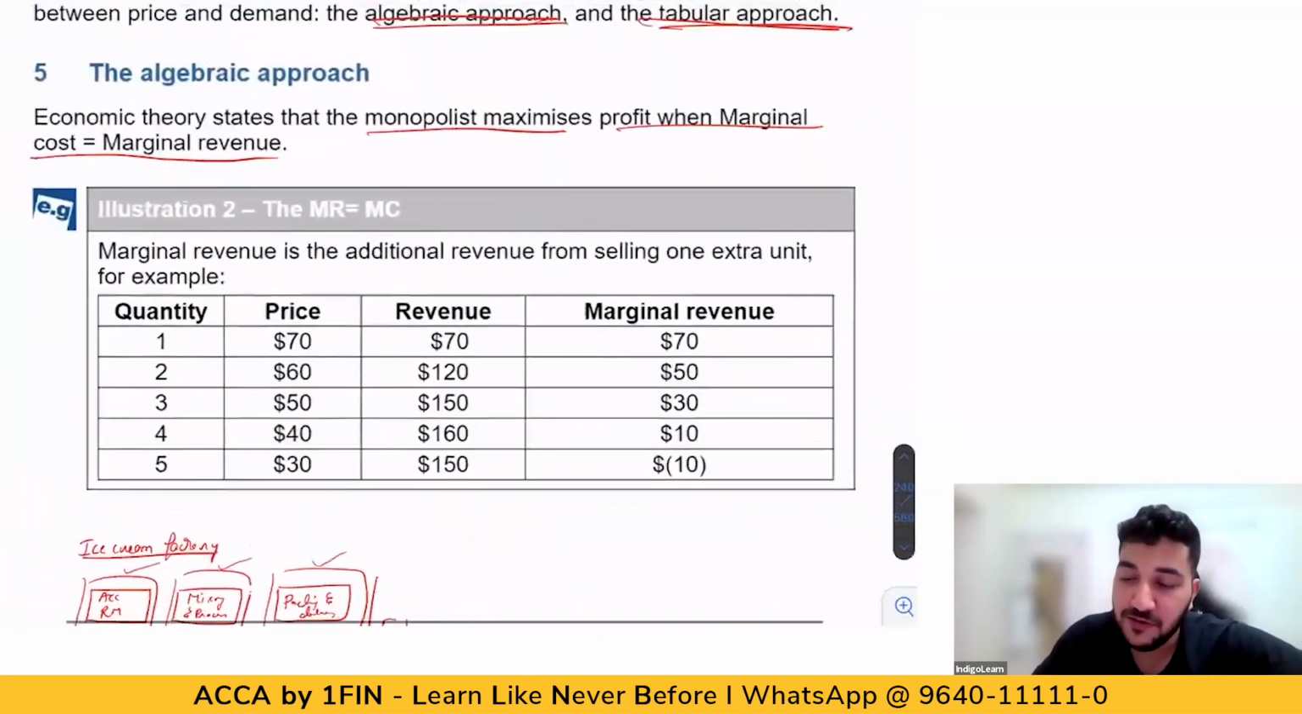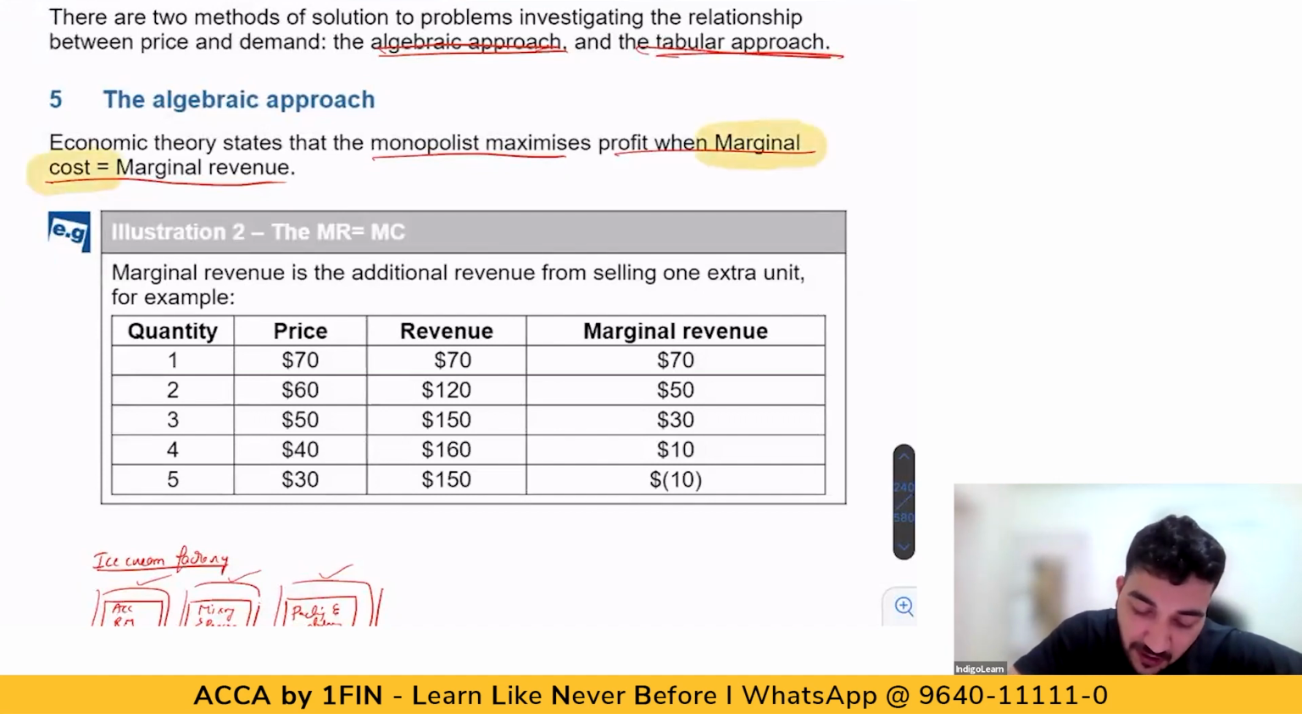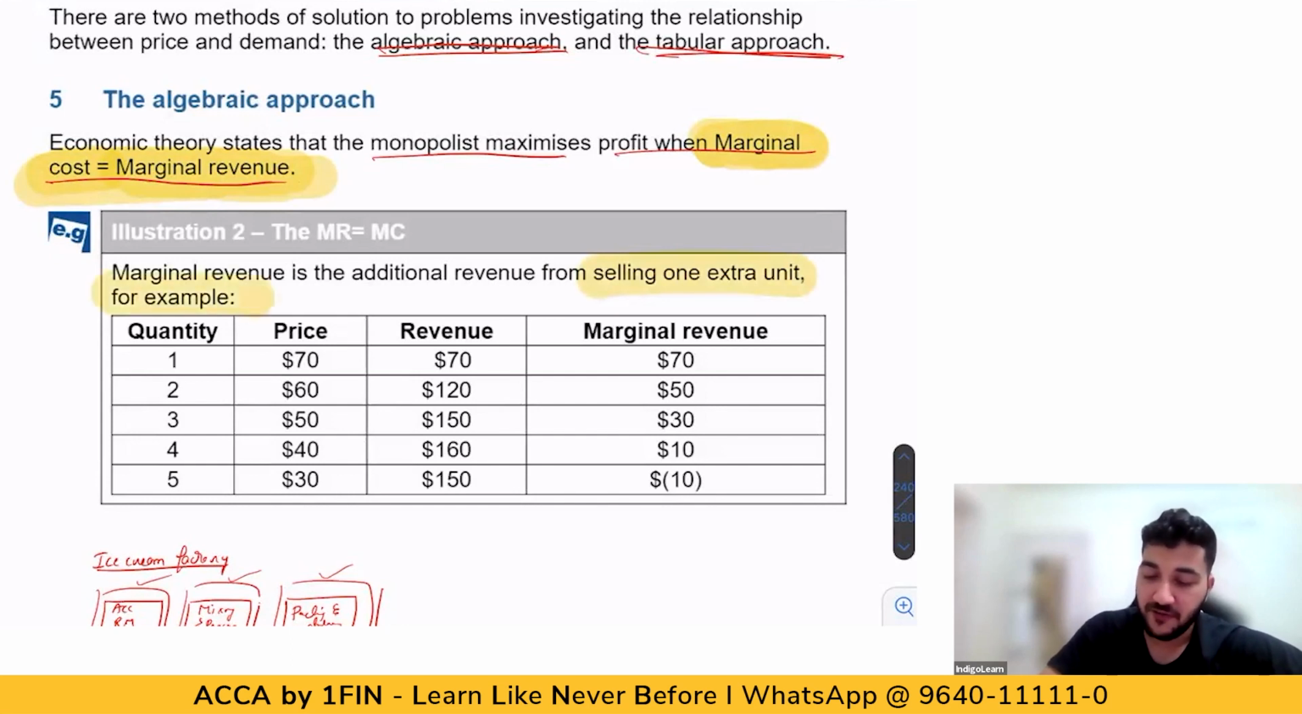They have just said this in one sentence, which a person who doesn't know the concept behind it will never understand. So economic theory states that profit will be maximum when your marginal cost equals marginal revenue. That is where you have to do your production. Now marginal revenue is the additional revenue from selling one extra unit. For example, what is marginal revenue?